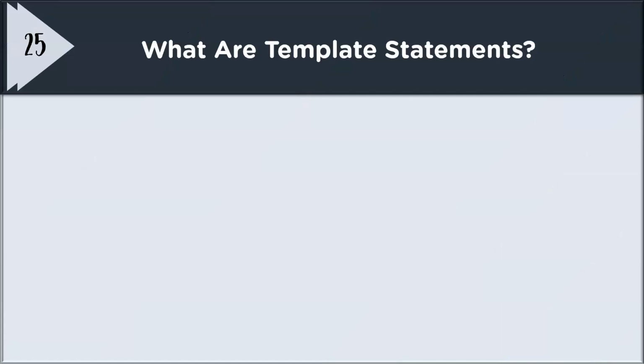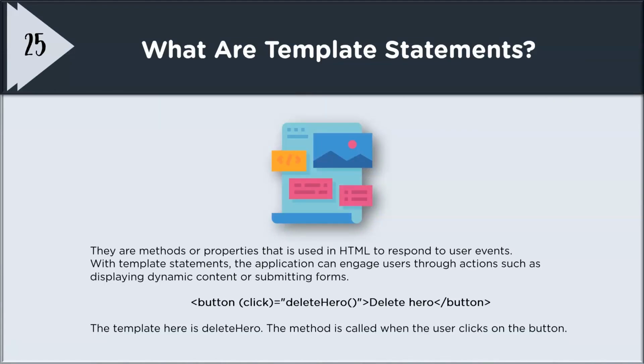Moving on to the next question. What are template statements? Template statements are properties or methods used in HTML for responding to user events. Now with these template statements, the application that you are working on can have the capability to engage users through actions such as submitting forms or displaying dynamic content. The most common example is the button tag. The template statement here is deleteHero. This method is called when the user clicks on the button. So this brings interactivity to your application.